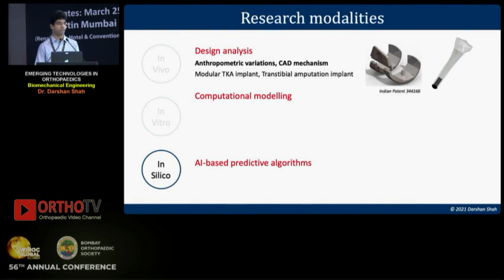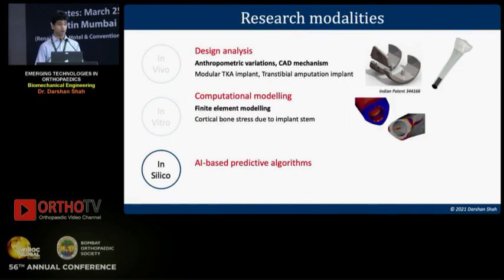Jumping to the computational or the in silico research, you have basic design analysis. This is something I did at IIT Bombay, where we patented a modular total knee arthroplasty implant. You have computational modeling. This is the buzzword with surgeons who are actually interested in biomechanical research. Let's perform an FEA analysis, the finite element analysis. It's basically looking at the localized tissue deformations once you have your implant or a surgical protocol in.